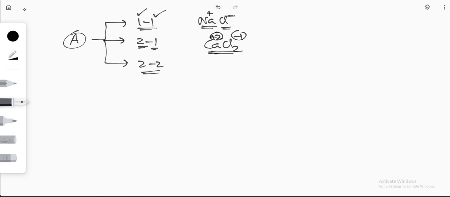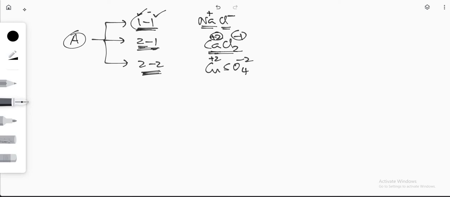And 2,2 means, for example, I'll take copper sulfate, where copper carries +2 and sulfate carries -2 charges. Listen, the value of A depends on the nature of the electrolyte, whether it is a 1,1 type electrolyte, a 2,1 type electrolyte, or a 2,2 type electrolyte.